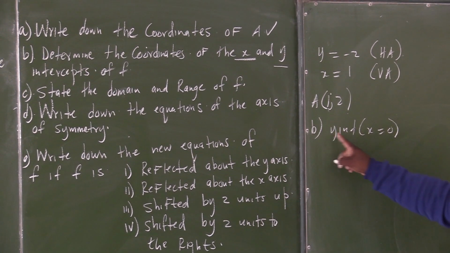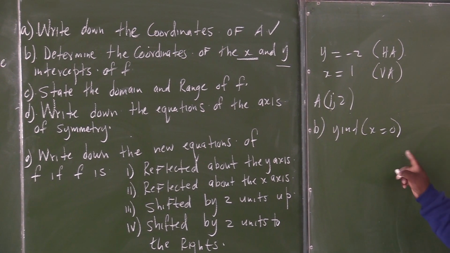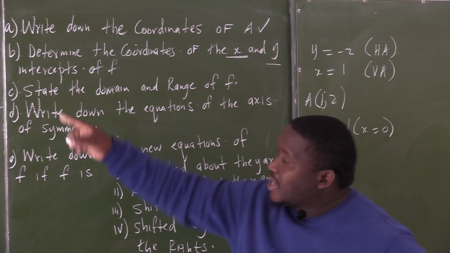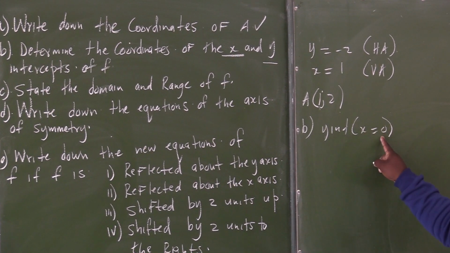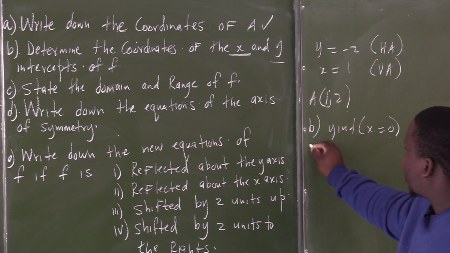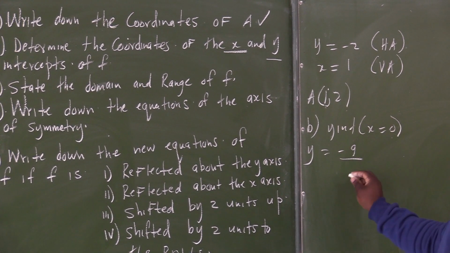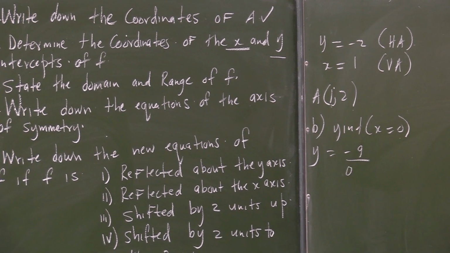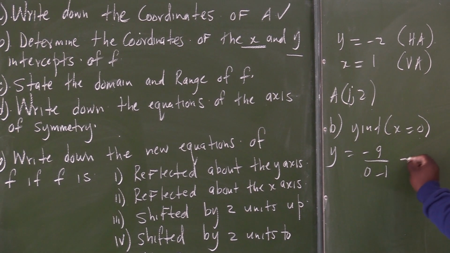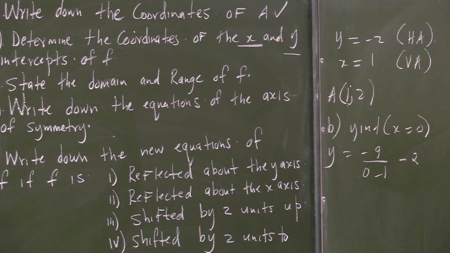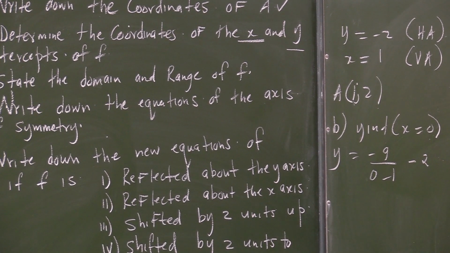Now, I'm looking for the y-intercept. I'm going to make x be 0. So you go to the equation, and instead of x, you put a 0. It means I will have y equals negative 9 over, instead of x, you place a 0 now. It's 0 minus 1, minus 2. Then from here, you'll be able to find the value of the y-intercept.